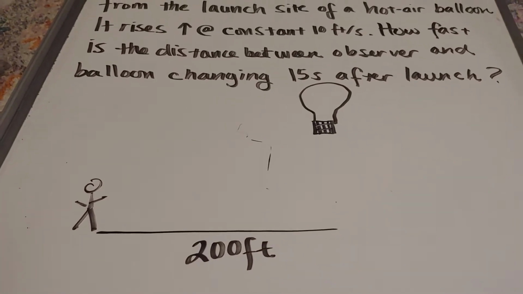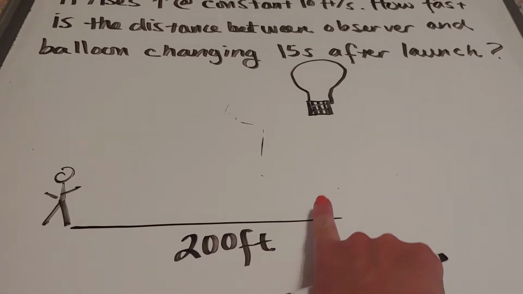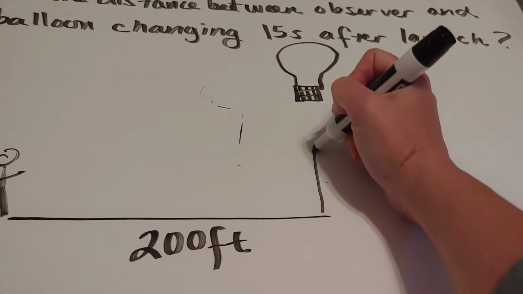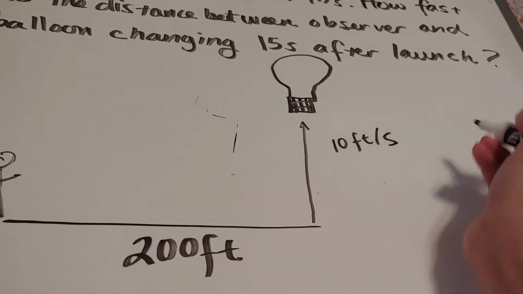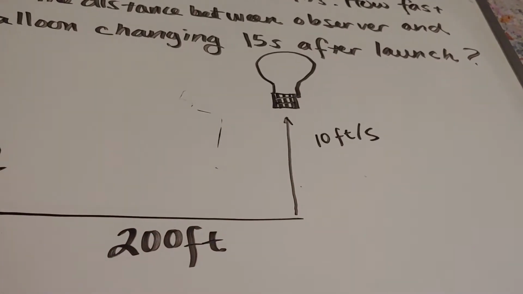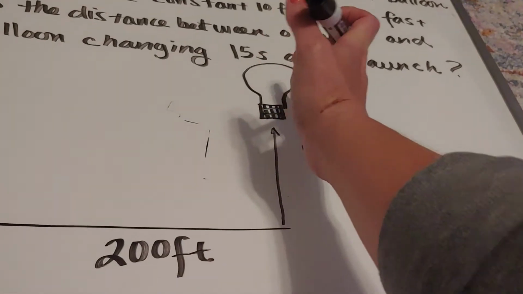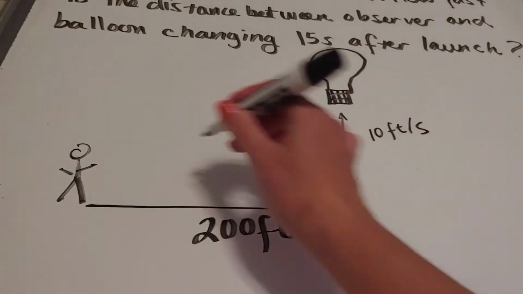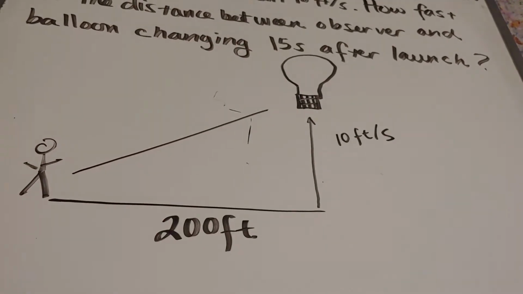What's going to happen is that the balloon starts off on the ground. It's going to rise at a rate of 10 feet per second. And this person is not going to be moving, and we're assuming that this balloon is just going to rise straight up. So what I want to know is, what's the rate at which this side is changing?